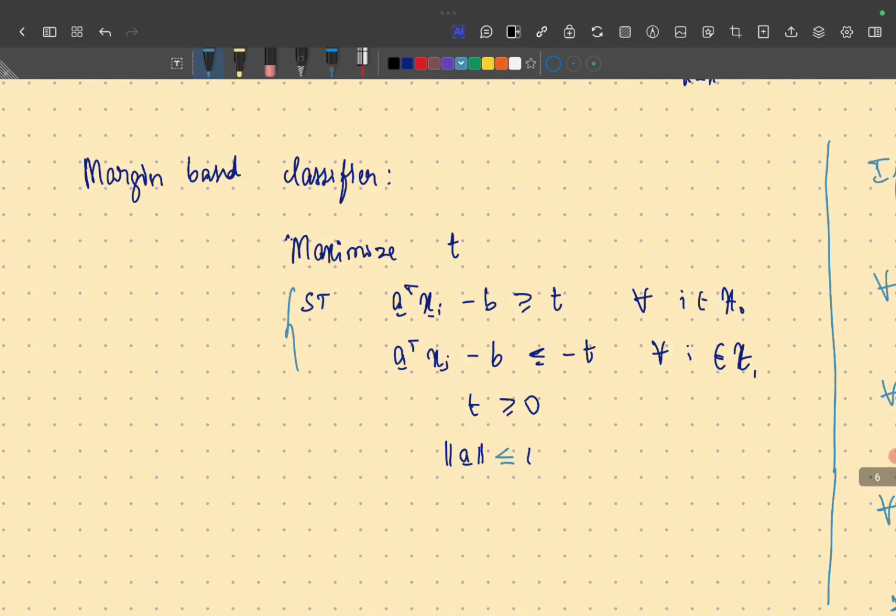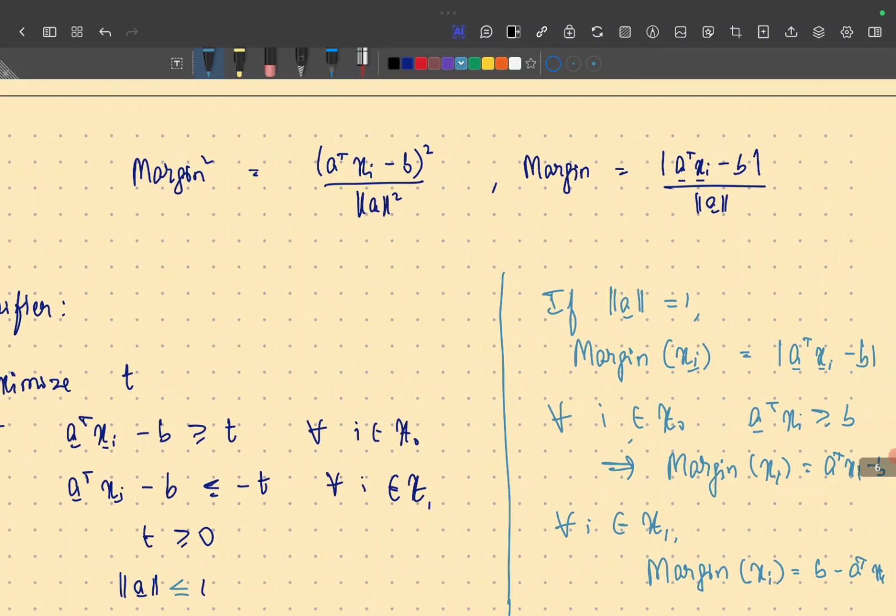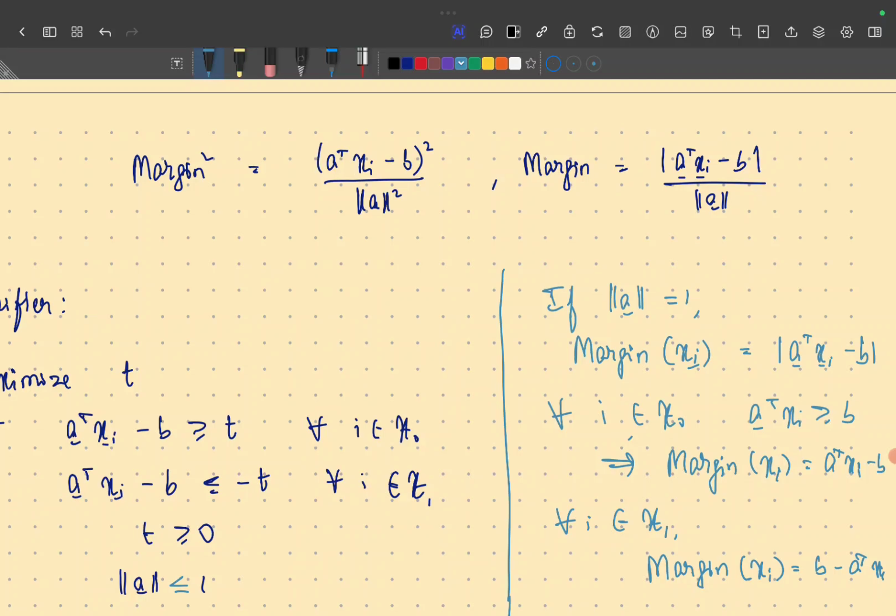You can have instead b equal to 1 as well, right? Which one? B. Can't you scale it as you wish? No, right? So remember, for any A, b, this is what the margin is. All right.